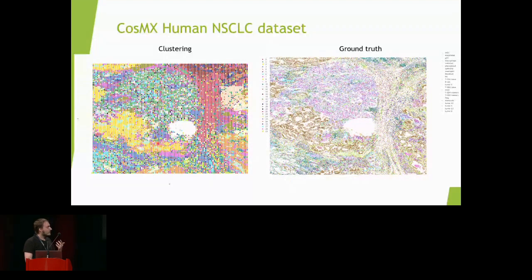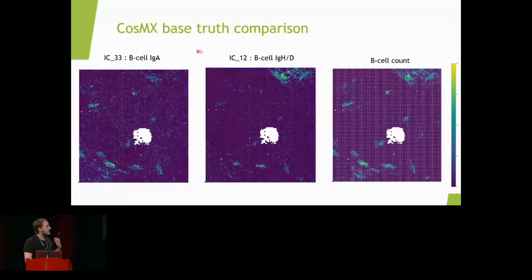And also, we were able to start checking if the ICs that we observed, and the intensity of the signal, really correlated with the ground truth of the B cell count. So here you have two different ICs that were annotated as being B cells of different types. And as you can see here, you're able to really see the signals that correlate with the B cell counts using the ICs.